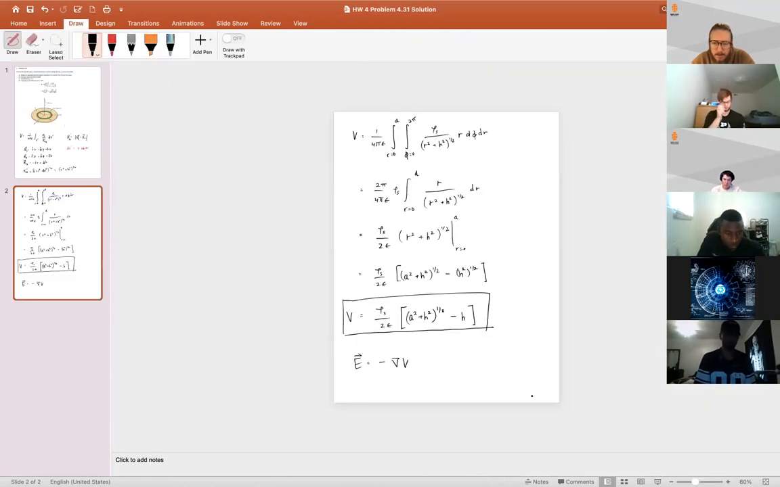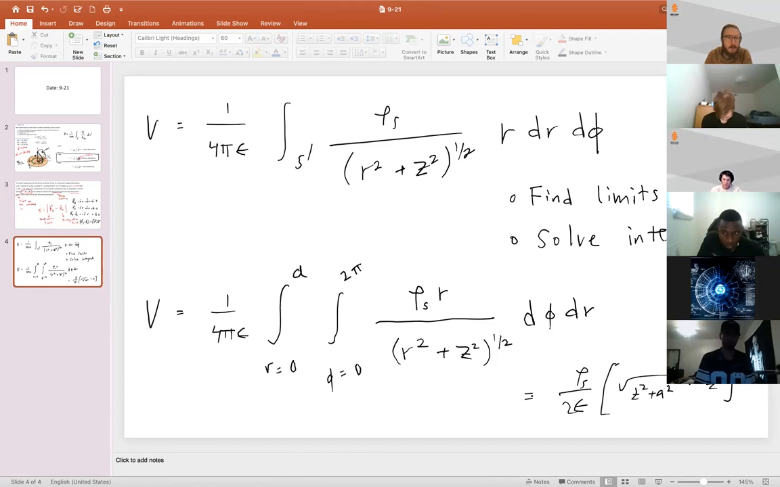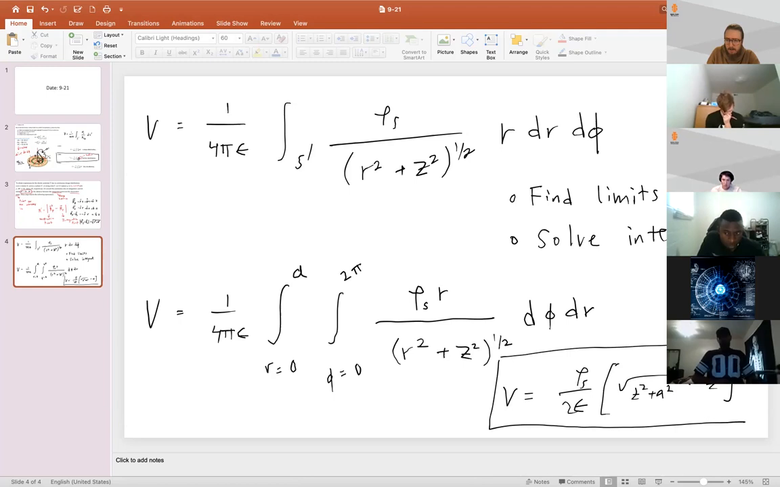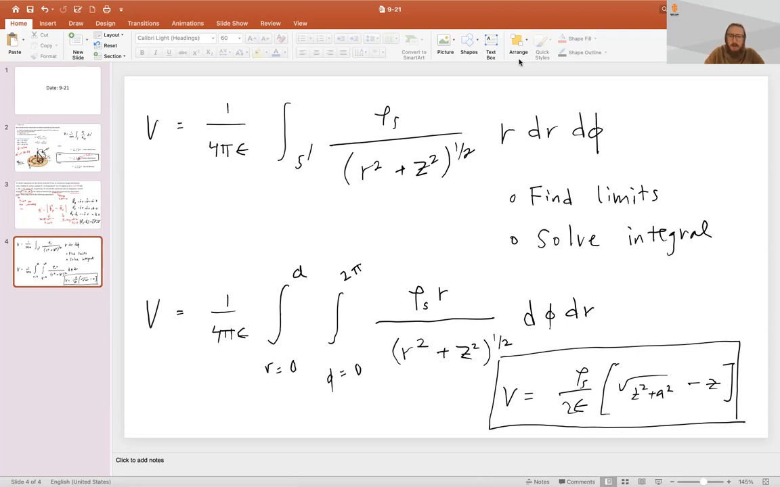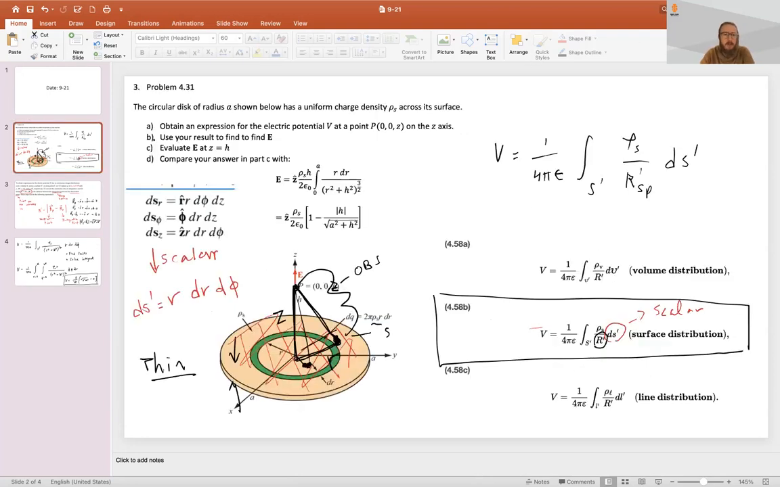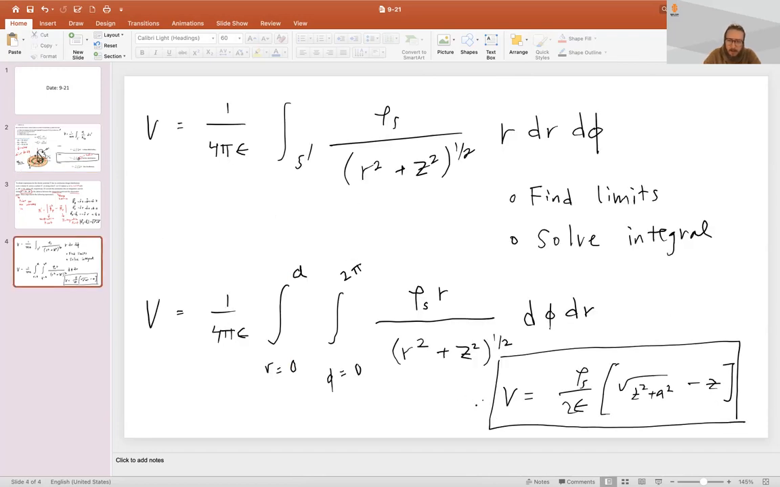Okay, anyone else get this? This should be correct. This is what I got also. All right, so now you have an expression for the voltage, right? And that is part A. Okay, so this is the answer for A.